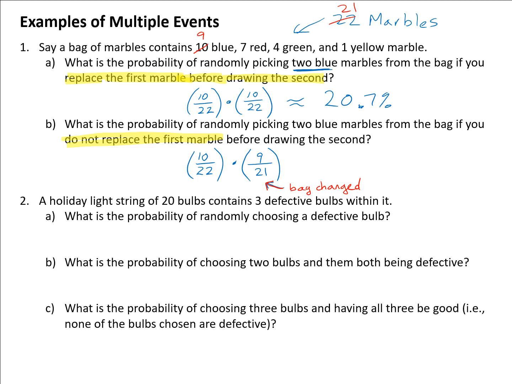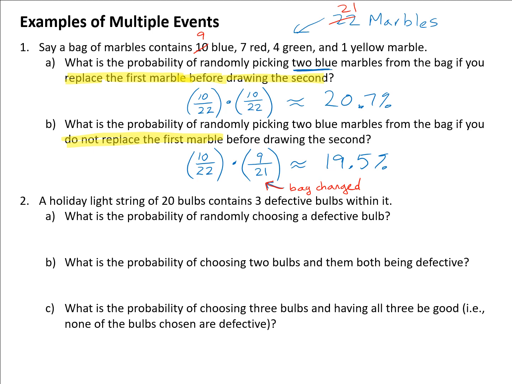So now our calculation will be slightly different. It's still similar, but slightly different. 10 divided by 22 times 9 divided by 21 is approximately 19.5%. Notice the probability of getting 2 blue marbles now is slightly lower than it was before because on your second pick, you have less blue marbles to choose from.